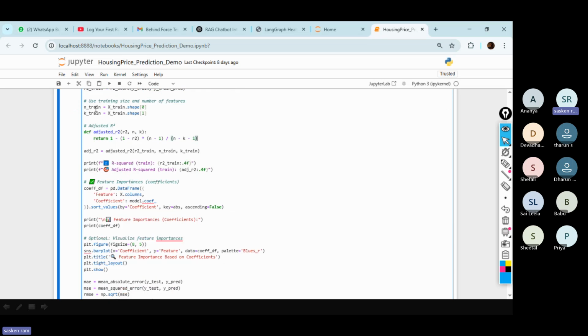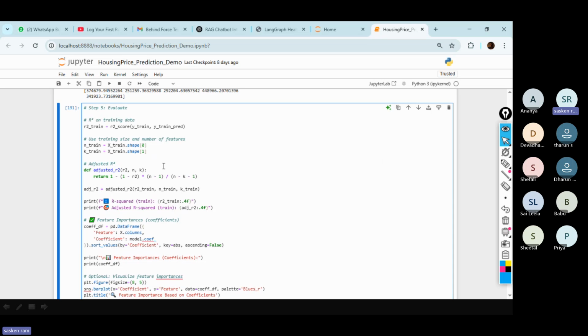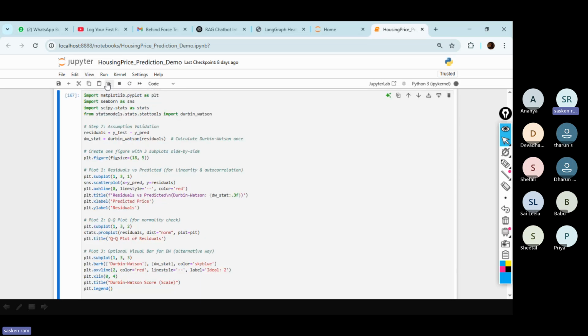In this case, n_train contains the total number of records in my data set, and k_train is the total number of columns in my data set. So rows and columns: total number of records, total number of columns. For n, I'm going to pass n_train, and for k, I'm going to pass k_train. Simply if I execute this, it gives me the adjusted R squared along with the R squared value.